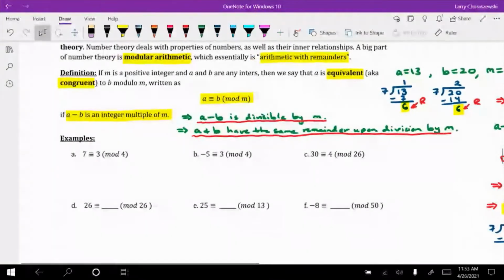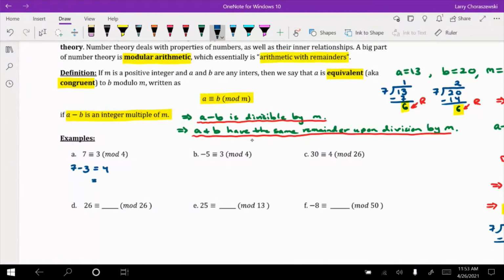So as some additional examples, let's look at part A. It says here that 7 is congruent to 3 modulo 4. There's a couple ways of verifying that. I think the easiest way to verify that is to see if 7 minus 3 is divisible by 4. So if we do 7 minus 3, we get 4. And 4 is divisible by 4, isn't it?